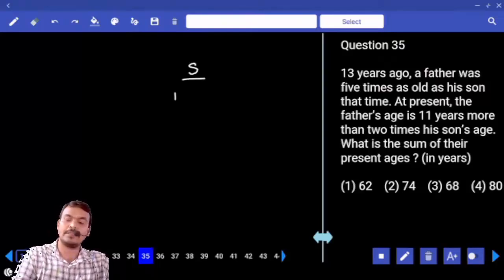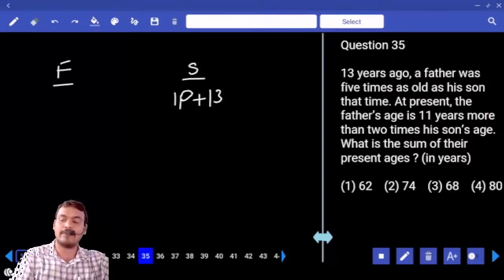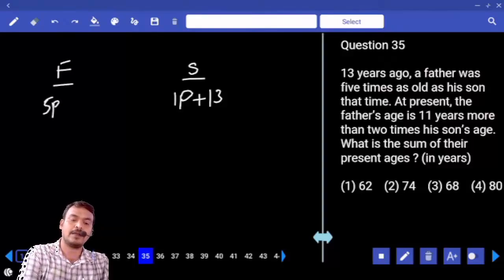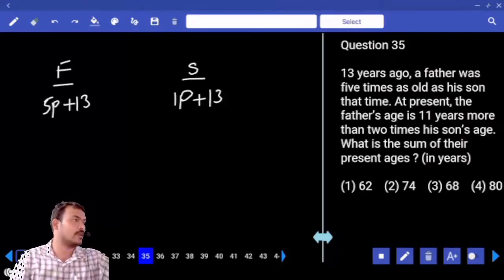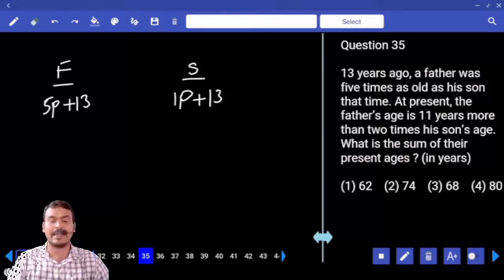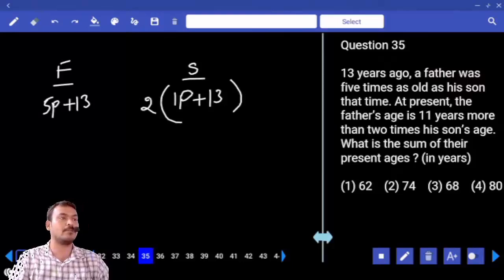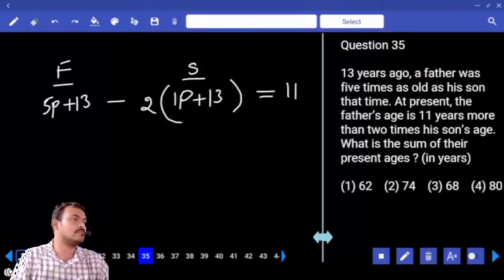1 part. At present 1 part plus 13 or not? Next, father how many parts 13 years back? 5 parts. At present 5 parts plus 13 or not? Then present father, present son. But father's age is 11 years more than 2 times his son's age or not? What is 2 times son's age? 2 into 1 part plus 13 or not? Compared to that one, how many years are more? 11 years more. Difference is equal to 11 years or not?